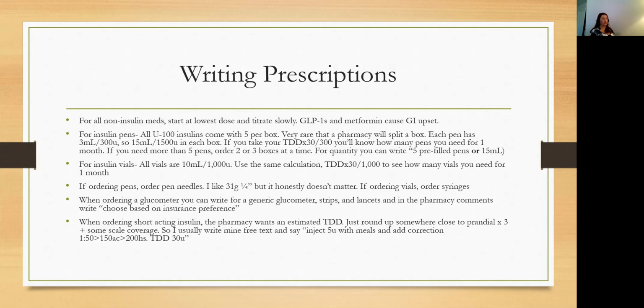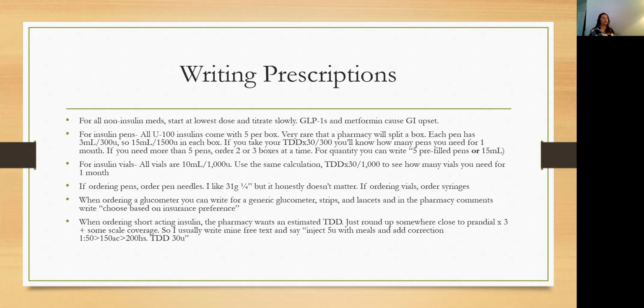For insulin pens, so all U100 pens, which is most all of the insulins, except for those concentrated ones, they all come with 5 pens per box. Pharmacies really don't split up boxes. So even if a patient is on such a low dose that they could use 1 pen and it would last them a month, you still have to give them 5 pens at a time.